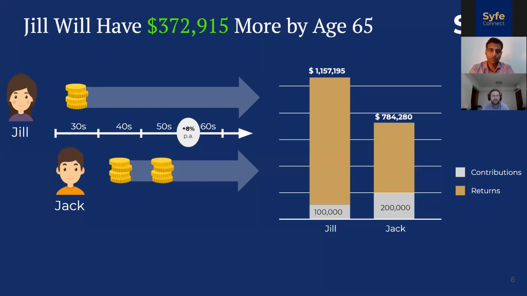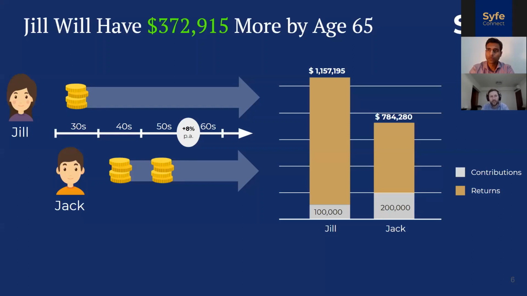Now, Jack, even though he invested twice as much as Jill, ended up with almost a third less in his overall pot than Jill at age 65. So the takeaway here is that starting sooner will result in a better outcome. Even in a case like Jill's, where you're investing less, it still pays to start sooner and earlier.